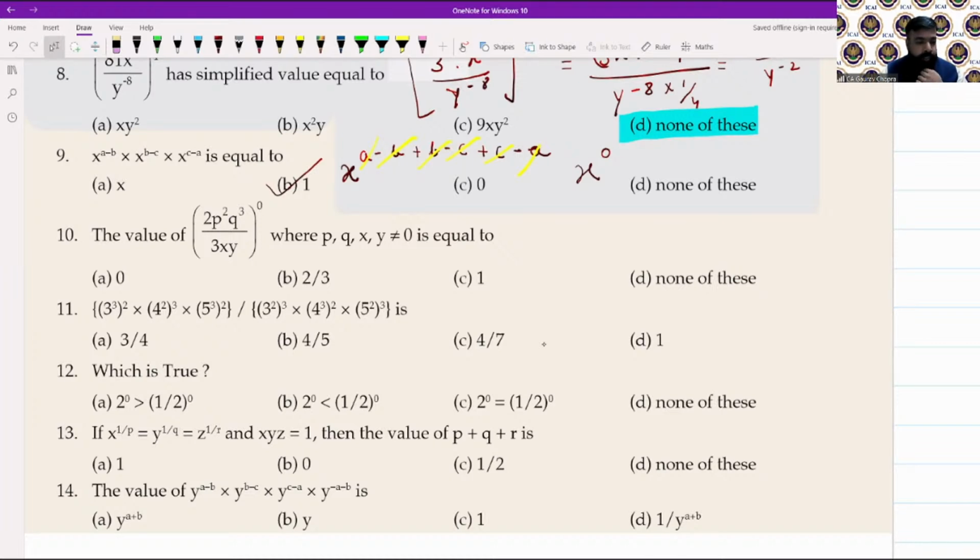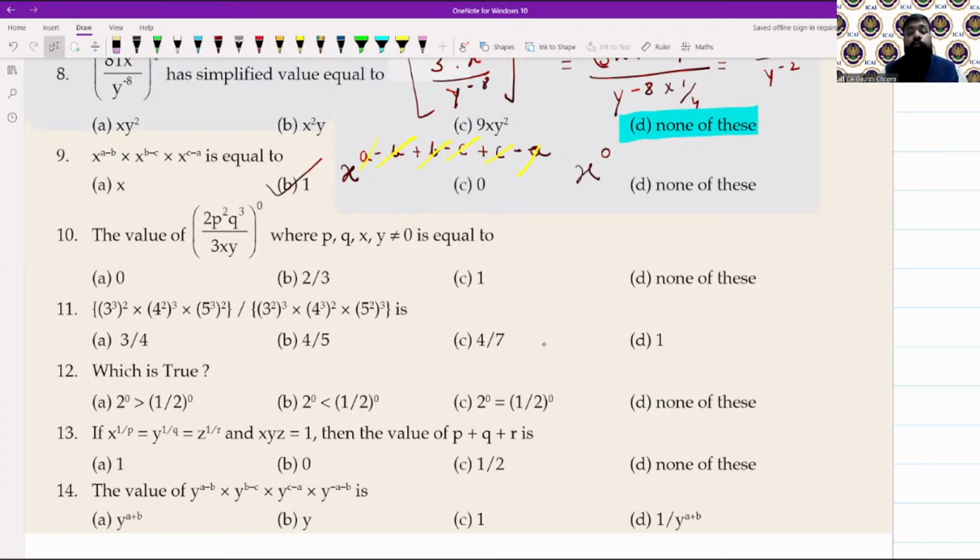Bhumi says 2 by 3. Yes, Chandak says C option. Then C option. Ritu says answer is 1. Yes, so most of you has given option number C, that is 1. But Purva has given option number B. Yes, so there might be some confusion to some students.